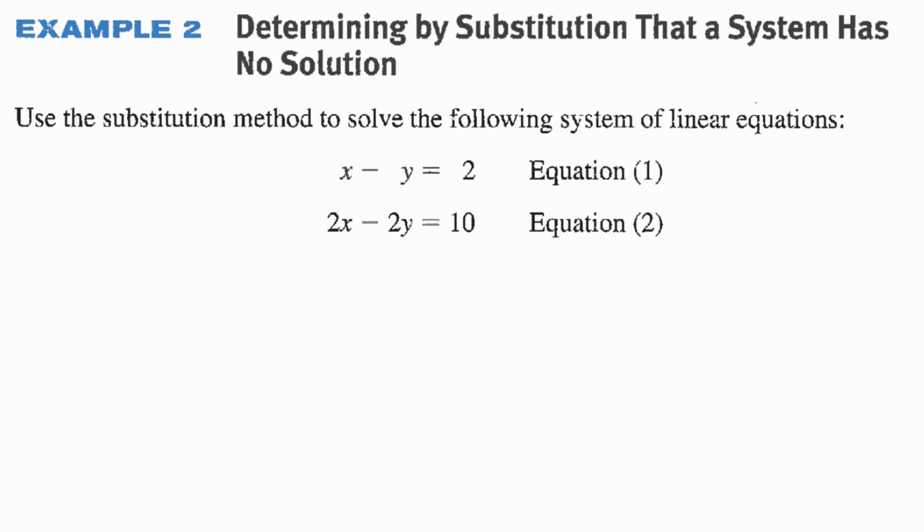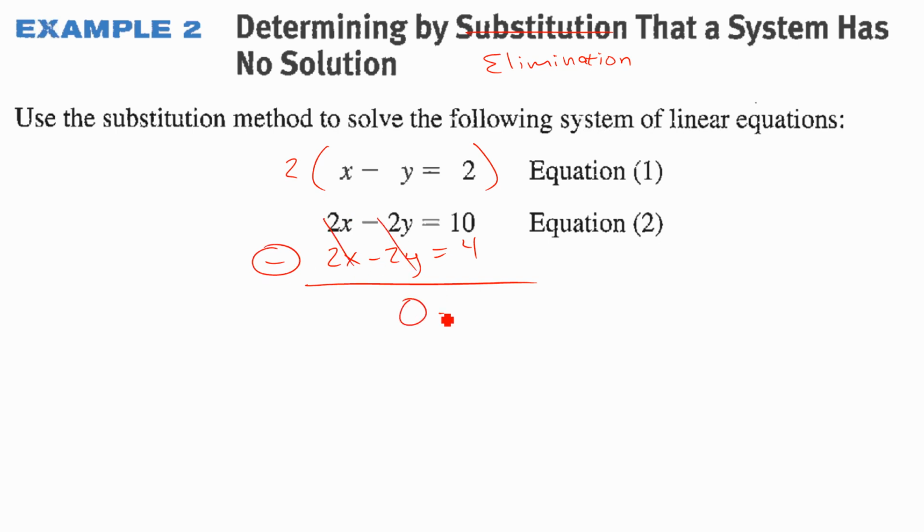All right, determining by substitution that a system has no solution, I'm going to go ahead and do elimination for this one, actually, just to show that we have 2 options. And so elimination, remember that we can multiply if we need to. So we'll say 2x minus 2y equals 4. And then let's subtract straight down. So those cancel. Those cancel. We're left with 0 equals 6. That is never the case, so we are going to have no solution.